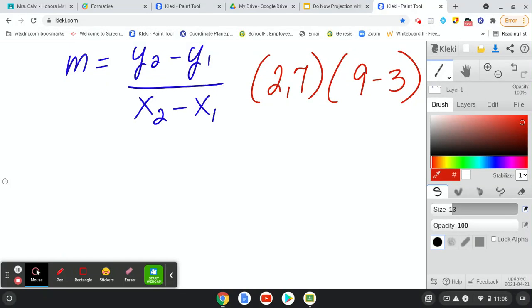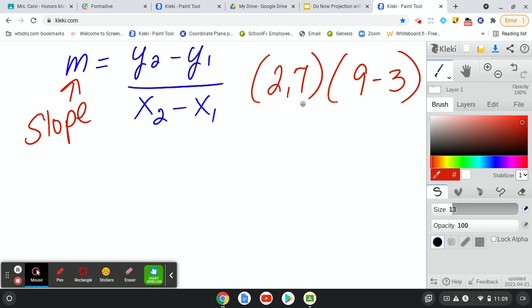I just wanted to do a quick review on using the formula in order to find the slope. So if the directions say to find the slope of a line and they give you two ordered pairs or two coordinates, you can easily use this formula. M, you guys know, stands for slope, so we know the M represents the slope. And it is y2 minus y1 over x2 minus x1.